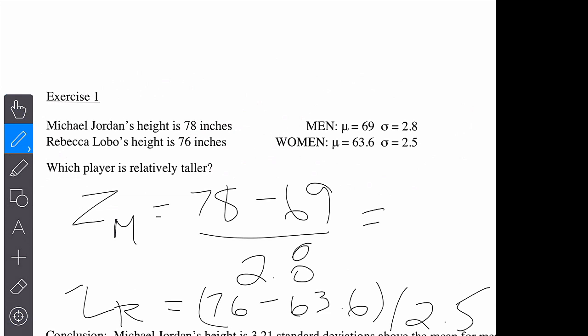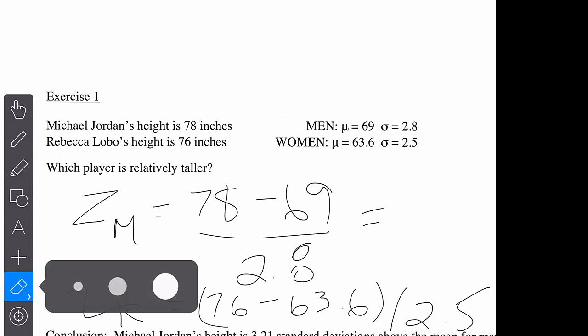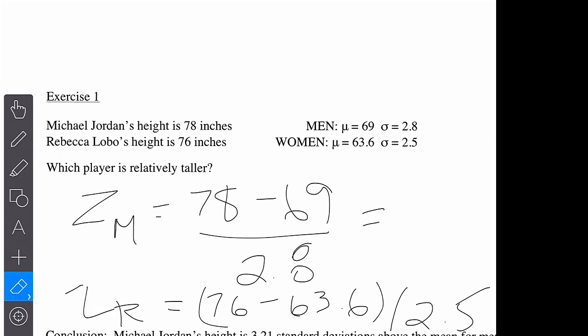you get, for Michael Jordan, a value: Michael Jordan is 3.21 standard deviations above his mean, and Rebecca Lobo is 4.96 standard deviations above her mean. So that's what it says below in the conclusion.